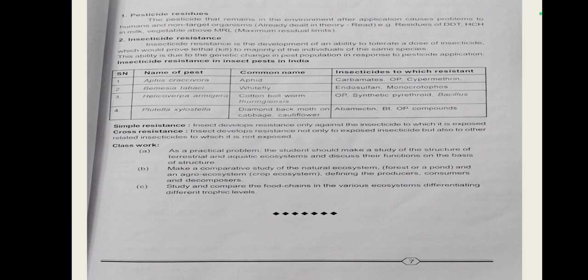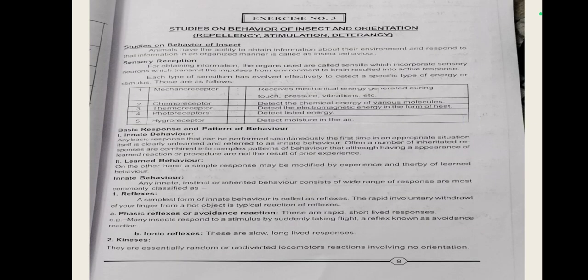As a practical problem, the student should make a study of the structure of terrestrial and aquatic ecosystems and discuss their functions on the basis of structure. Make a comparative study of the natural ecosystem, forest or a pond, and an agroecosystem, crop ecosystem, defining the producers, consumers, and decomposers. Study and compare the food chains in the various ecosystems, differentiating different trophic levels.